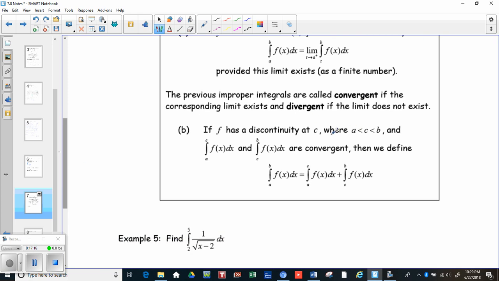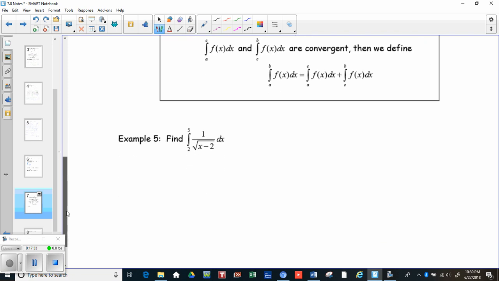If you happen to have a c value, so maybe you have a vertical asymptote in the middle of your integral, then you would have to split it up and do a to c and then c to b. Okay, we might see one like that, I don't remember.